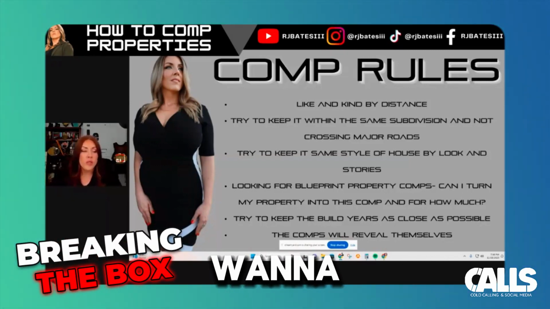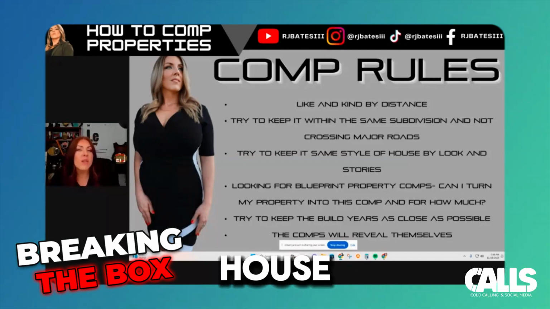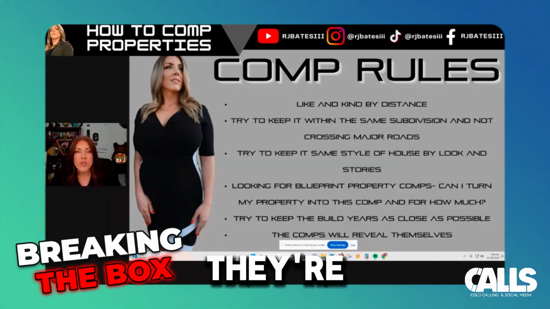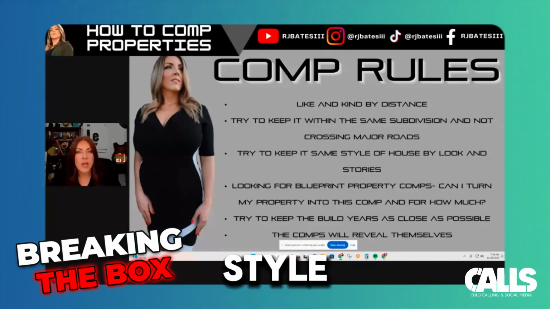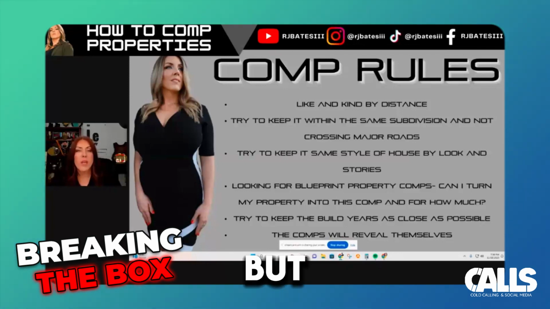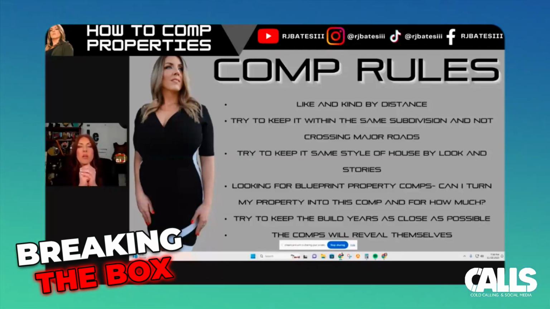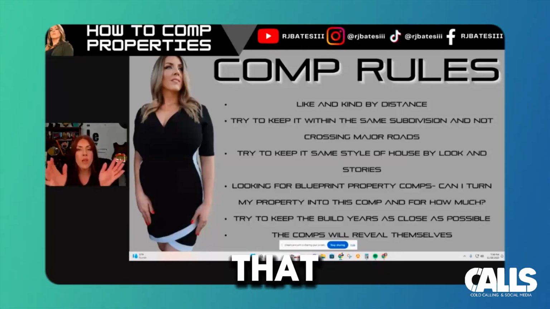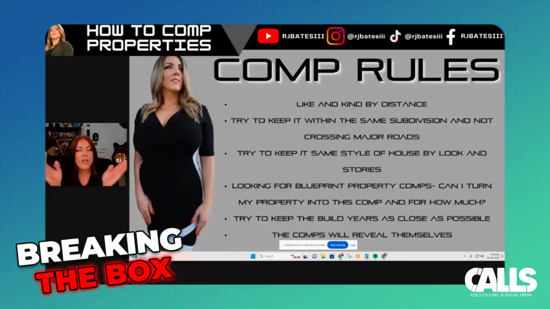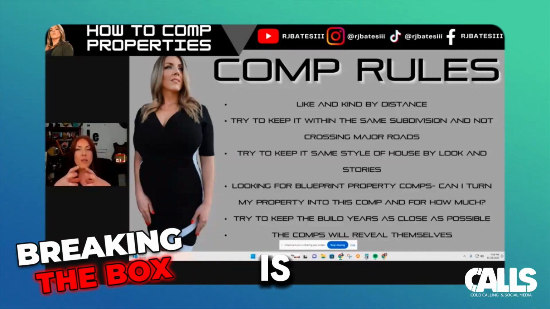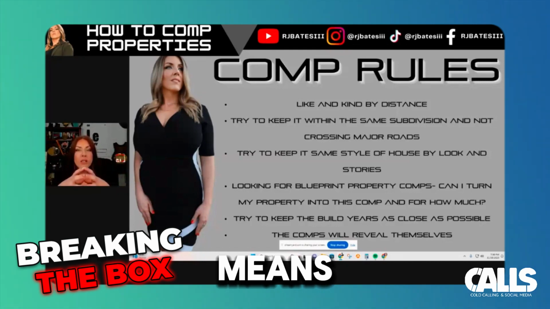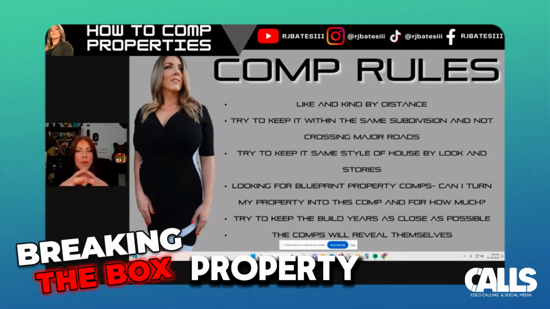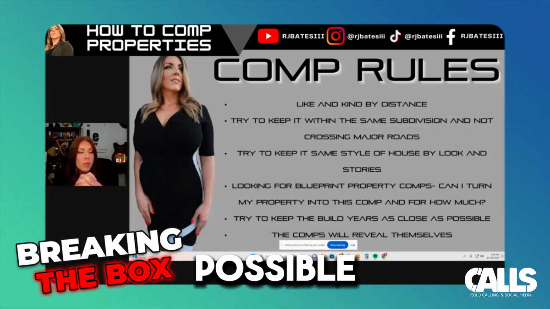You also want to try to keep the same style of house if you can. Not a lot of these are going to be cookie cutter neighborhoods where they're just all the same kind of style of house, the same amount of stories, but you want to start by looking for those comps before you start choosing something that is less like your property. So it's like and kind, and that is what that means. You want to select the most alike property to your subject property when possible.